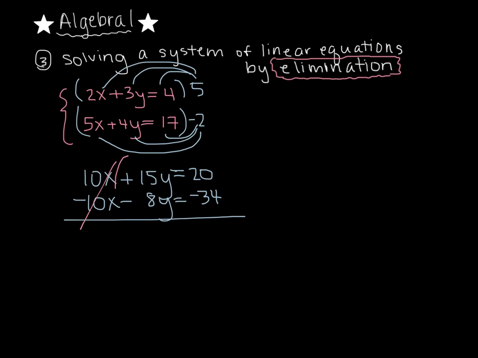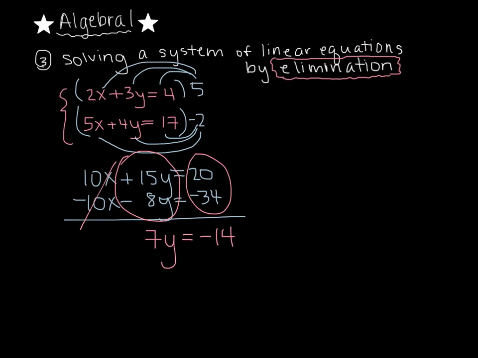So I'm going to combine my next column. So my next column are my y's. A plus 15 and a negative 8 gives me a positive 7y. Okay, bring down the equal sign, and now add up my third column. 20 minus 34 leaves me with a negative 14.